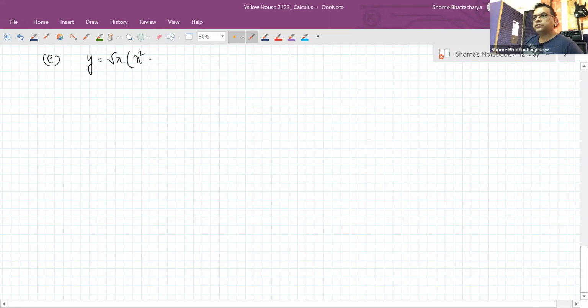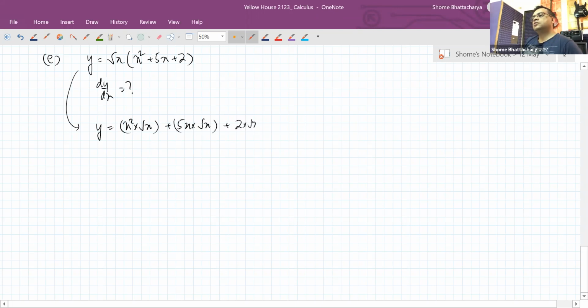So we have this type of a function 5x, x square plus 5x plus 2. We want to find this. So first let's simplify this. So this will become x square into root x plus 5x into root x plus 2 root x. So this is x to the power 5 by 2 plus 5x to the power 3 by 2 plus 2 root x. This is our y. So now derivative or differentiation.